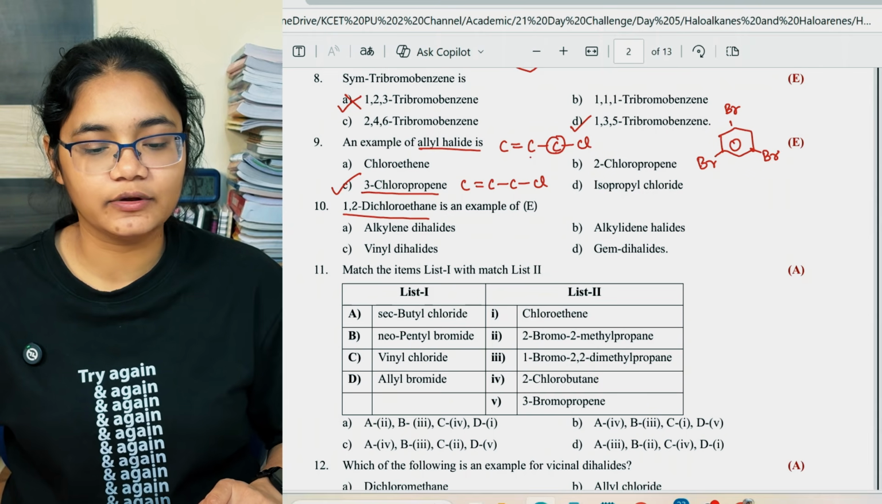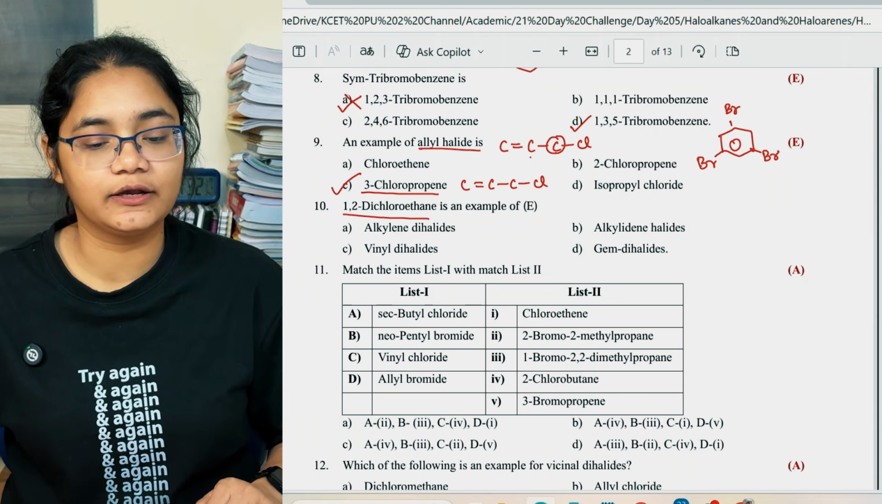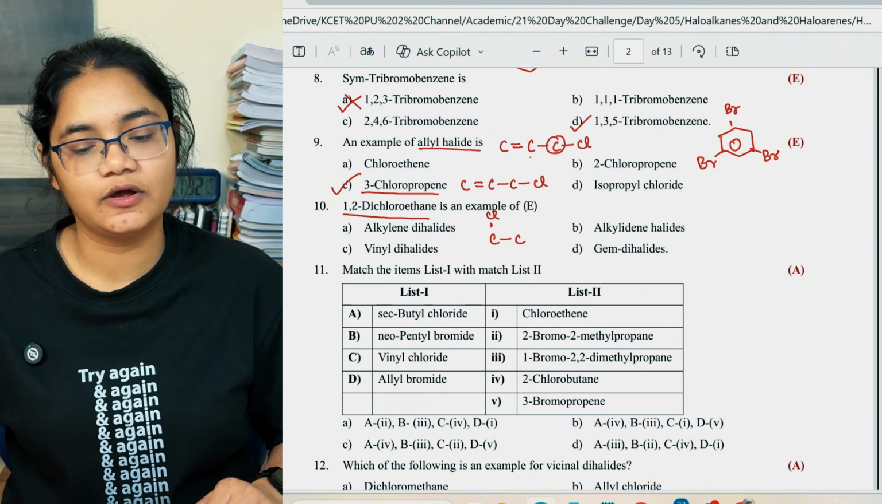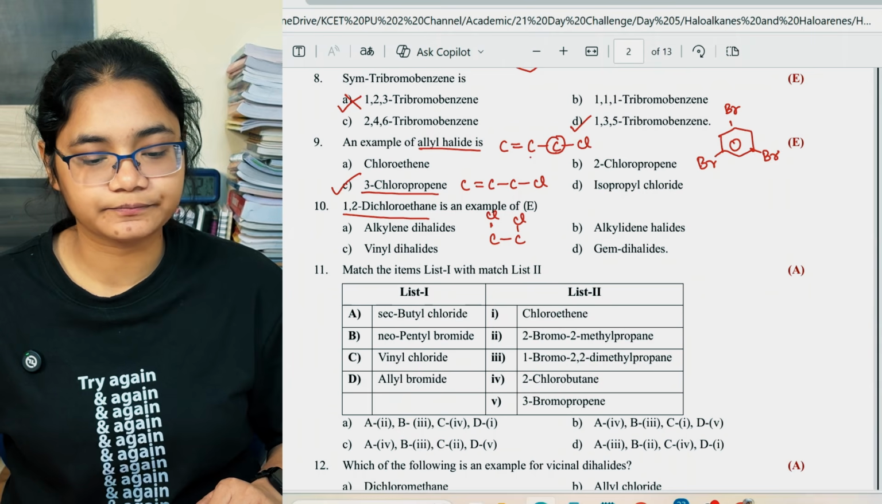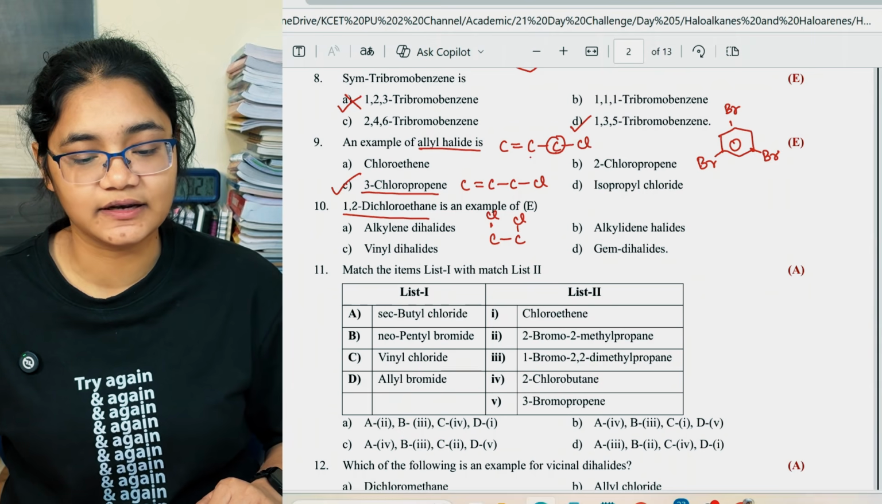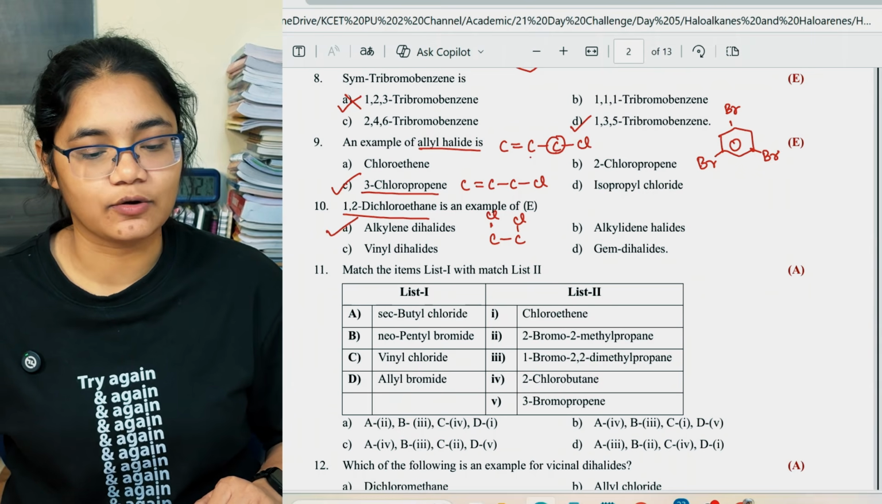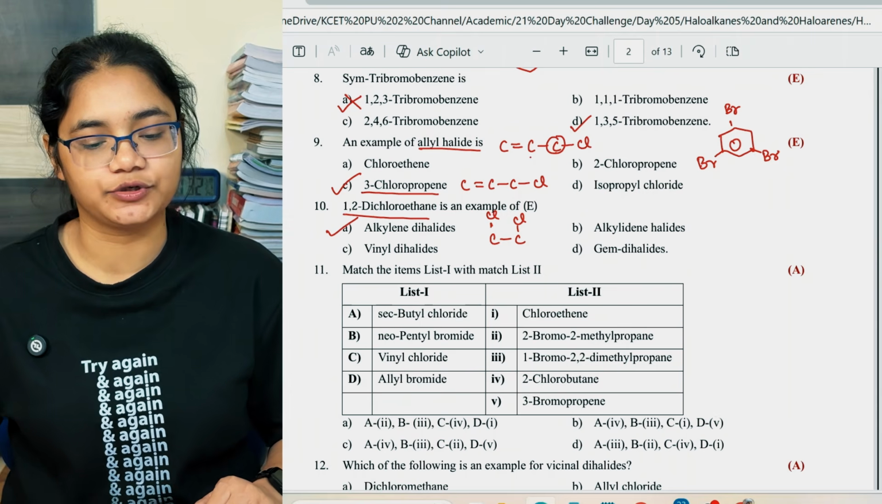Next, 1,2-dichloroethane is an example of. So if you have like this, 1,2-dichloroethane, this is your vicinal dihalides, and vicinal dihalides are also called as alkylene dihalides. Okay, so option number A.